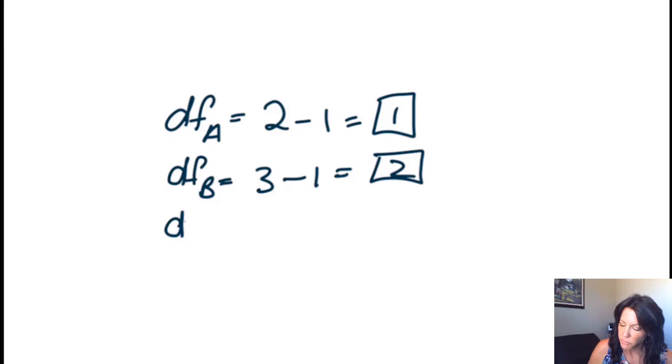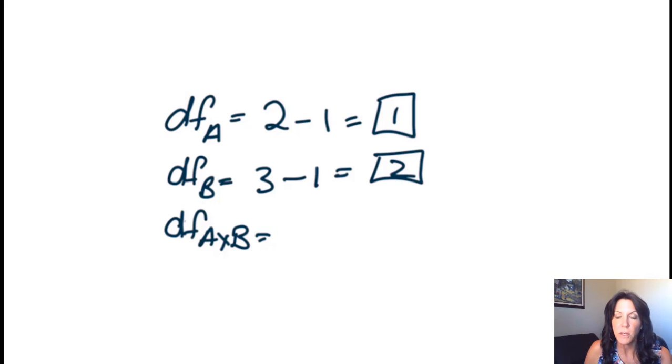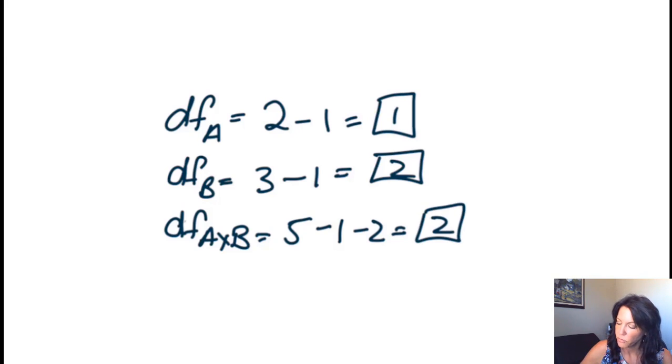And then the degrees of freedom for the A by B interaction is going to be our degrees of freedom between from stage 1, which was 5, minus my degrees of freedom for A, 1, minus my degrees of freedom for B, 2, which gives us a degrees of freedom for the interaction of 2. 5 minus 1 minus 2 gives me 2. Let's put this on the chart.